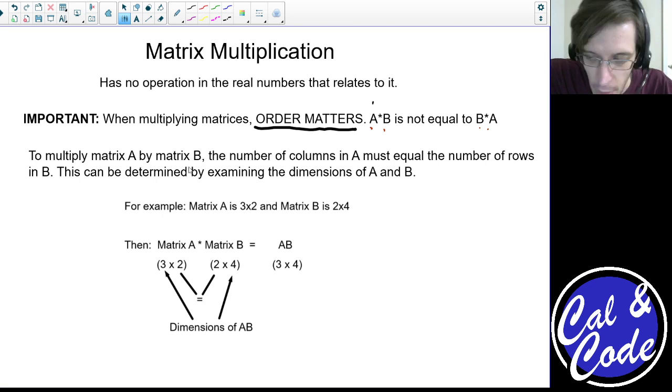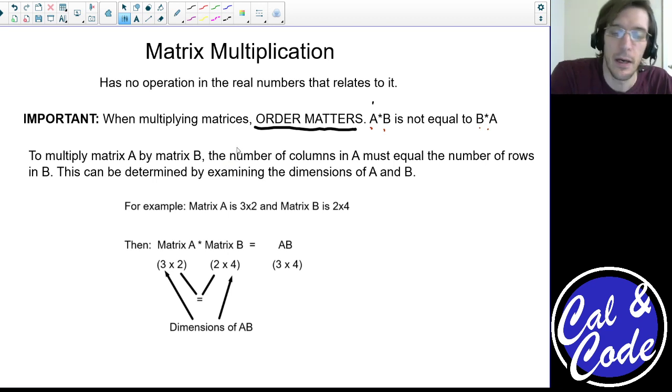So the way we multiply two matrices together is first to determine if it's possible to multiply two matrices together. Not all matrices can be multiplied by each other. And to get to that, we need to look at the number of columns in matrix A, and it must equal the number of rows in matrix B. So we can look at the dimensions.